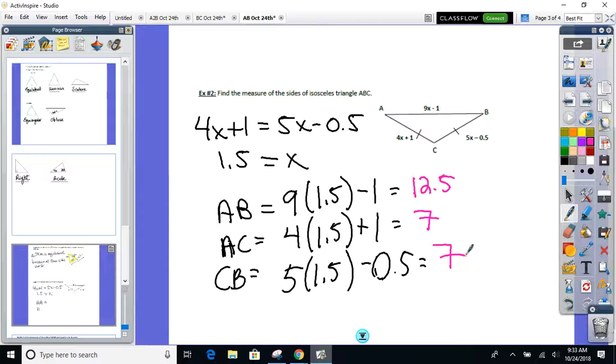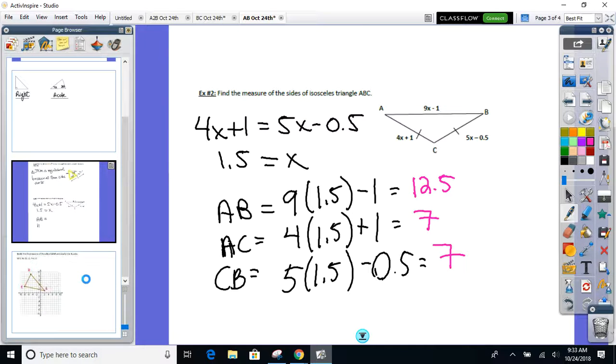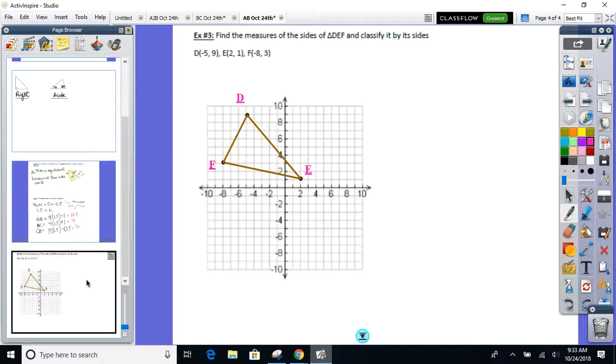Any questions there? We're doing a little algebra. All right, final one. What if I put a triangle on a graph? Tell me what type of triangle it is. So I'll give you about a minute. Go ahead and graph that triangle for me. Please label the points D, E, and F. Don't leave it blank.